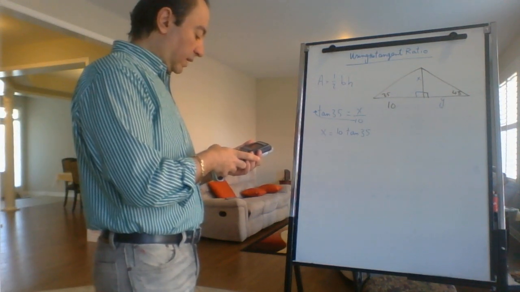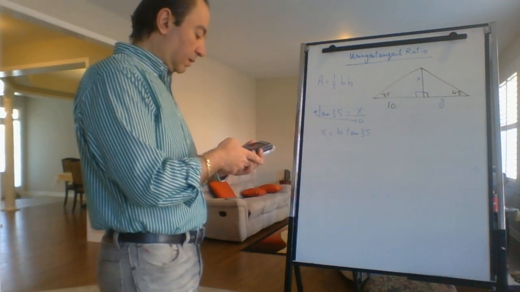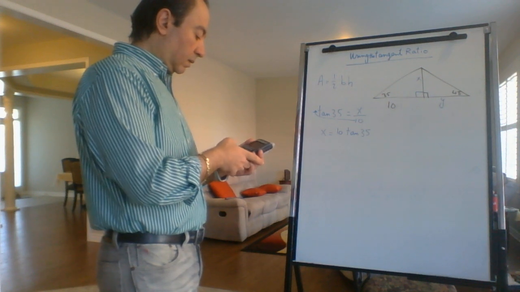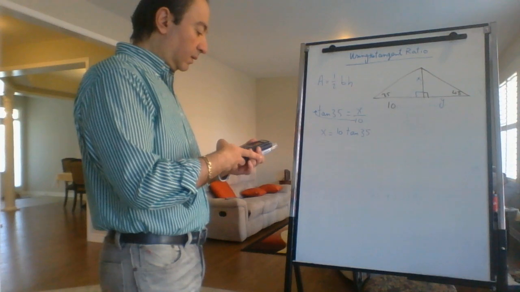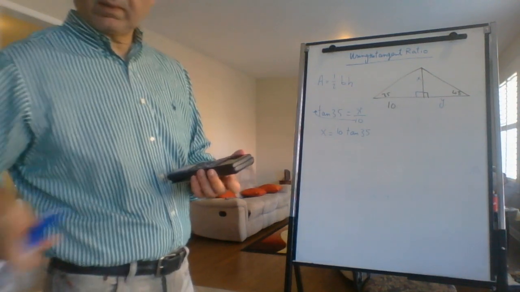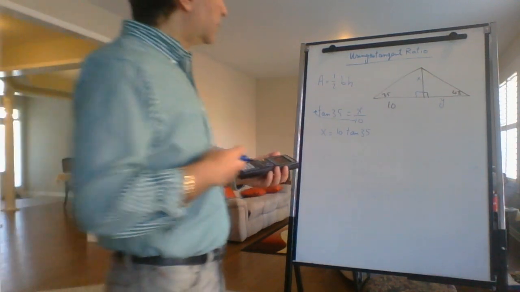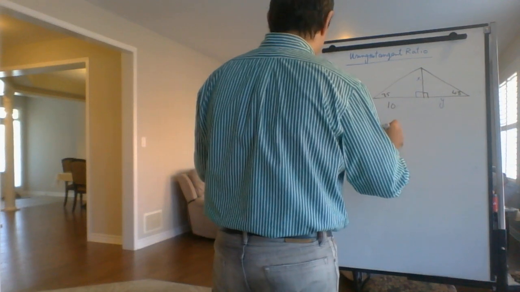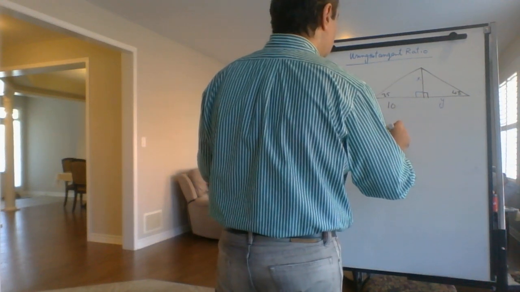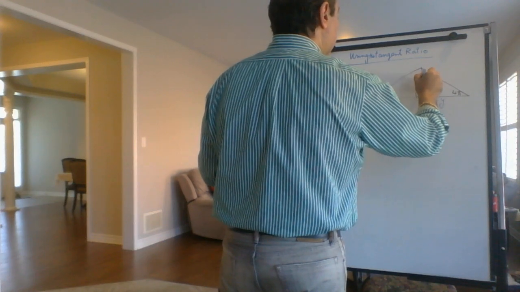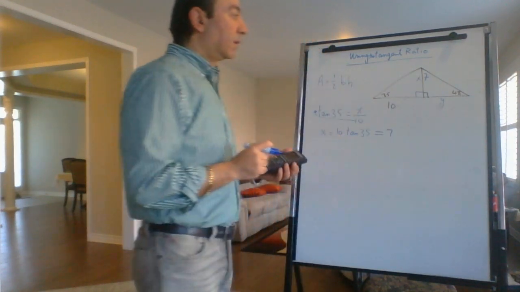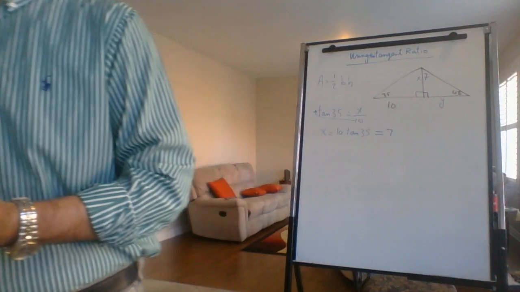I just multiplied the 10 in here, and that will be x. So 10 times tan 35. Close the bracket, hit enter. So the length of this x is almost 7.002, so we can say it's 7. So this is 7 centimeters.